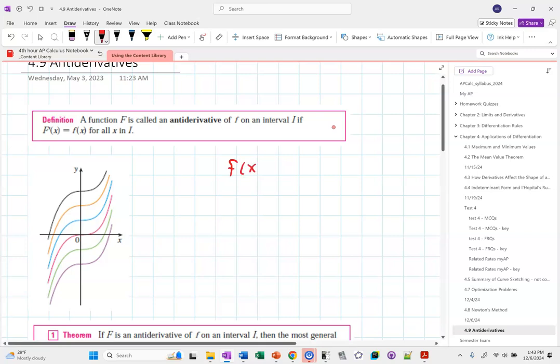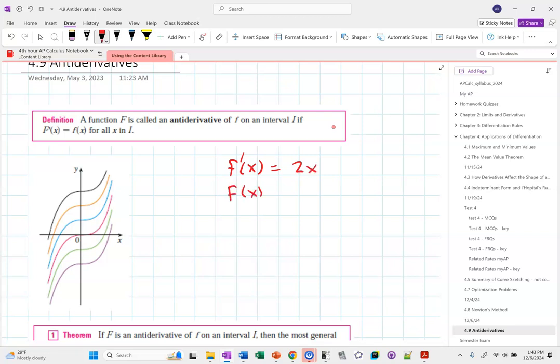Let's say our derivative is 2x. What could our original function have been? x squared, right? But what if we had x squared plus 1? What's that derivative? 2x. Or what if I had x squared plus 2? What's that derivative? What are you noticing here? How many antiderivatives can I have?